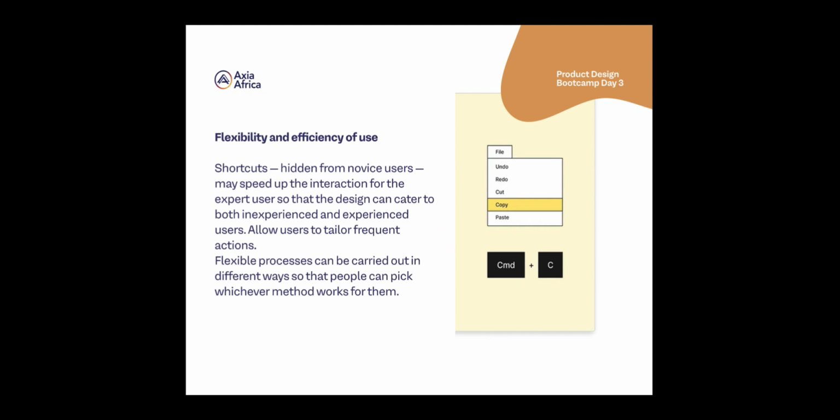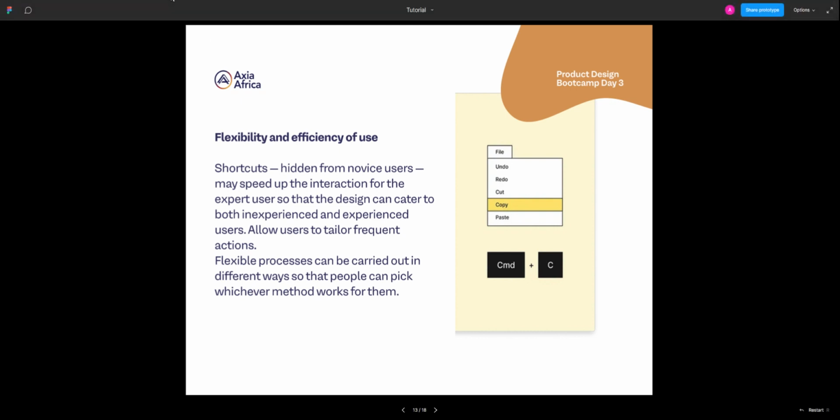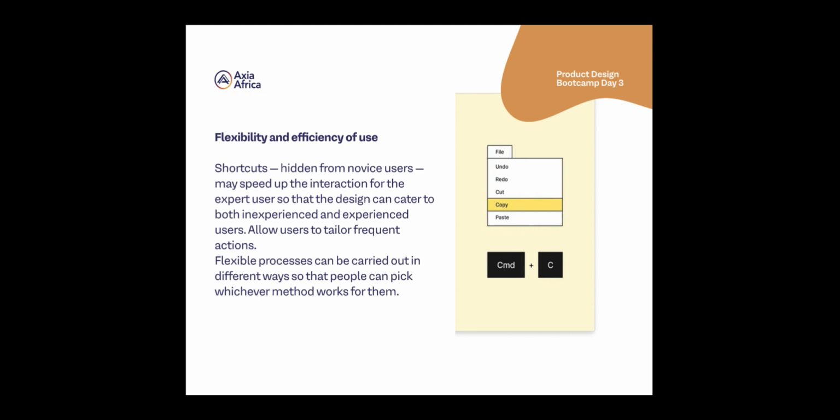Shortcuts hidden from novice users may speed up the interaction for the expert user so that the design can cater to both inexperienced and experienced users. Allow users to tailor frequent actions. Flexible processes can be carried out in different ways so that people can pick whatever method works for them. Now, for this one, we'll talk about this later.